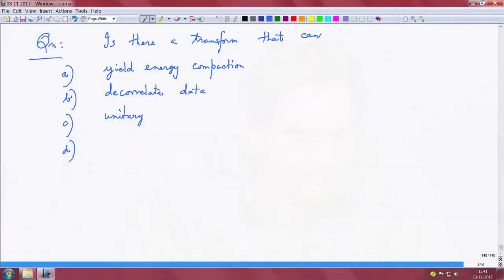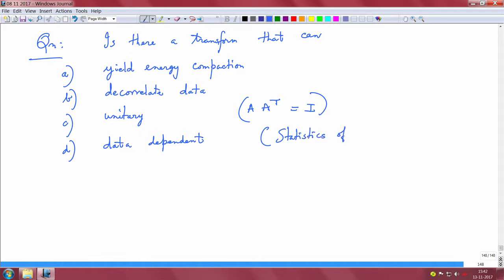We would like to have unitary transformations because it eases certain properties in terms of simplifications. So we bring this notion of unitariness, which means if you are given a linear transformation A, A A transpose is identity. And this is very important, it is data dependent. That means statistics of the data must play a role.